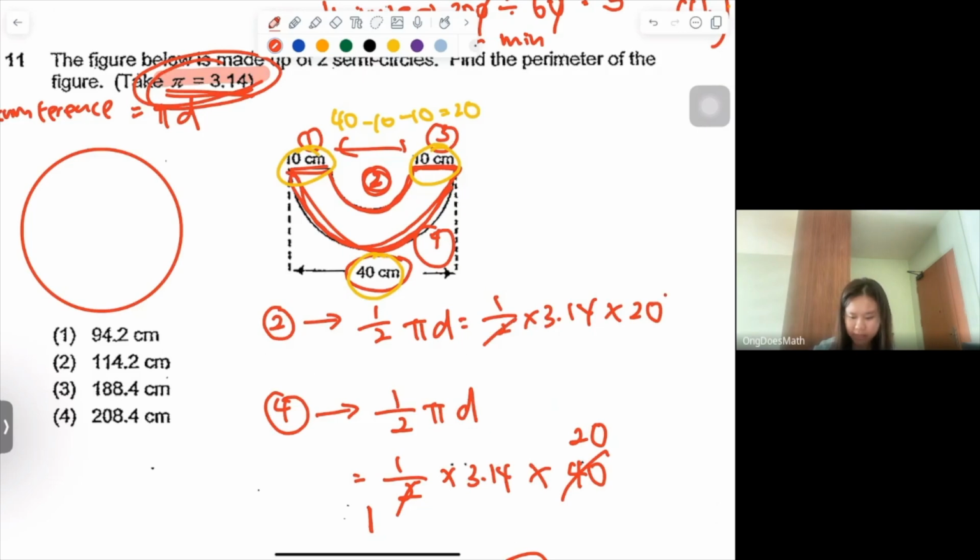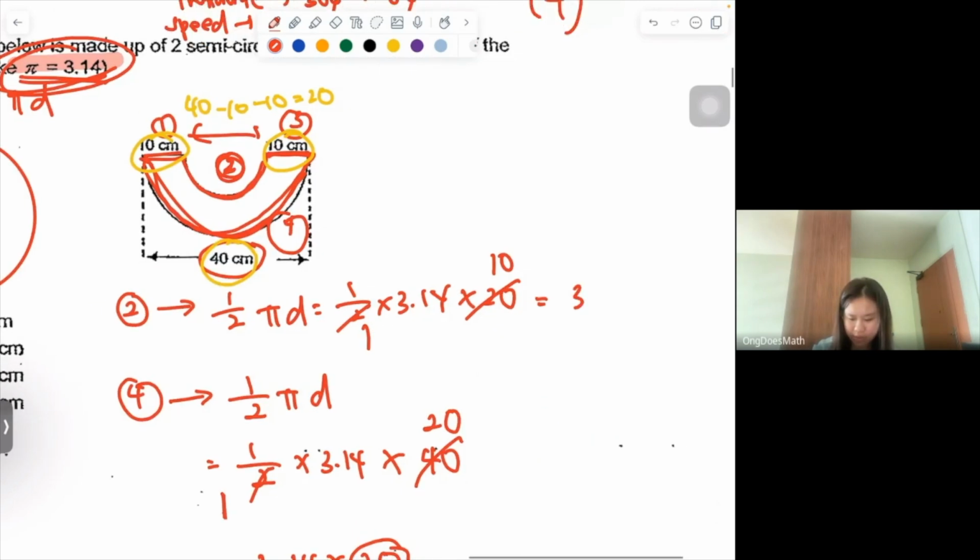To simplify things, both are divisible by 2. 2 divided by 2 gives you 1. 20 divided by 2 gives you 10. So this equals 3.14 times 10. And to bring in the times 10 inside, there's 1 zero here. So shift your decimal point to the right 1 time. You get 31.4.